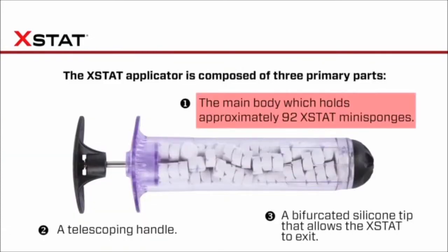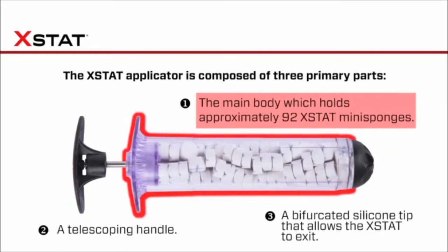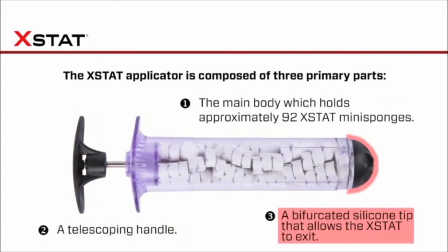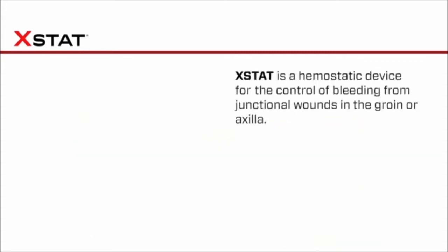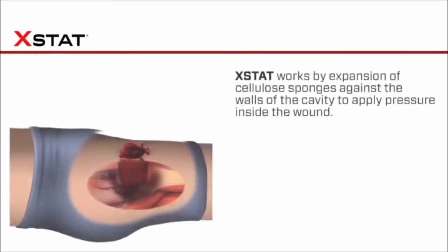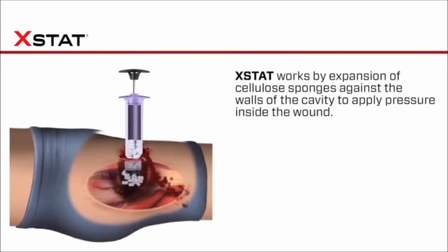The XStat applicator is composed of 3 primary parts: the main body, which holds approximately 92 XStat mini sponges, a telescoping handle, and a bifurcated silicone tip that allows the XStat sponges to exit. XStat is a hemostatic device for the control of bleeding from junctional wounds in the groin or axilla. In narrow, deep wounds, XStat works by expansion of cellulose sponges against the walls of the cavity to apply pressure inside the wound.